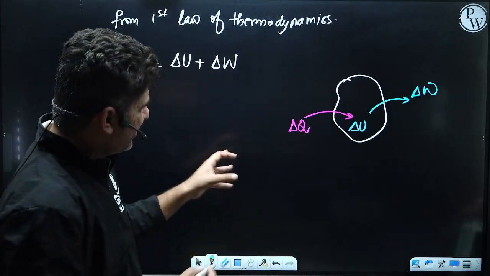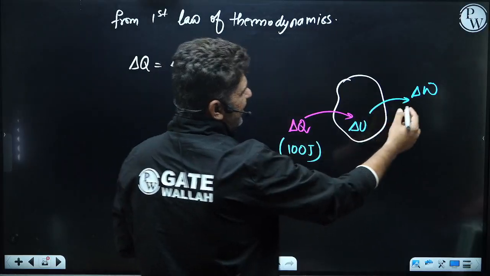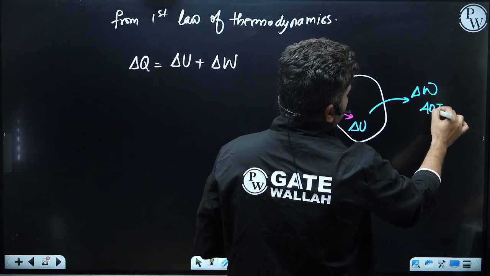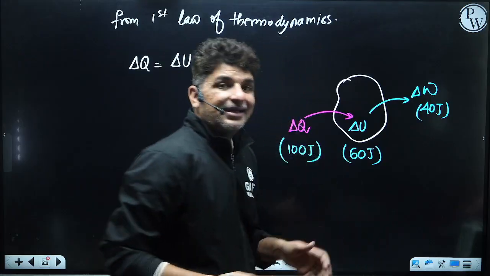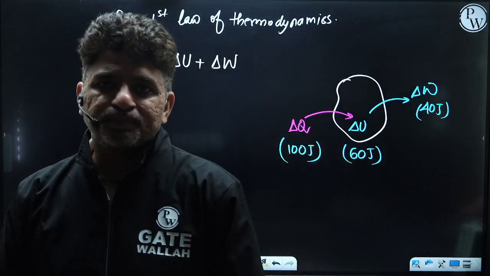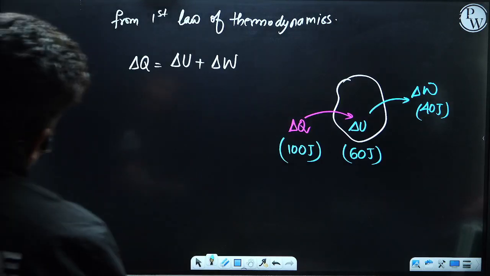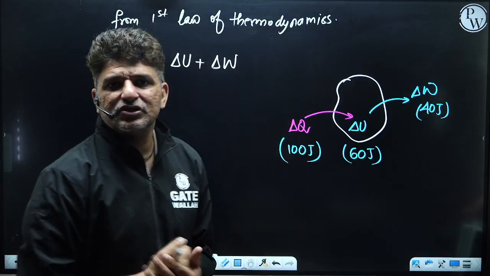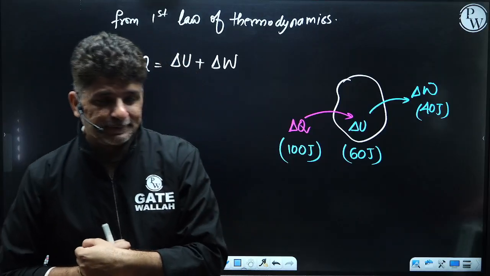So whatever is the energy that you are supplying, it will store certain energy and it will do certain work. That means if 100 joules of energy is supplied to this system, what it might do is it will do 40 joules of work, and the remaining 60 joules will increase its own internal energy. So delta Q is equal to delta U plus delta W. This is the first law of thermodynamics. It talks about one process.